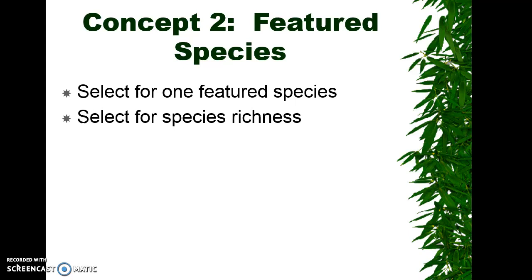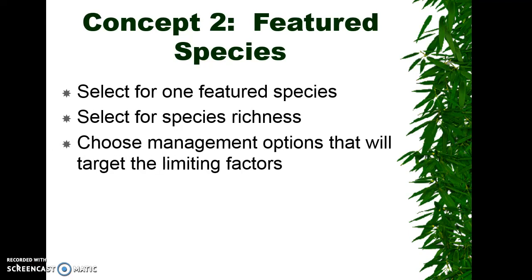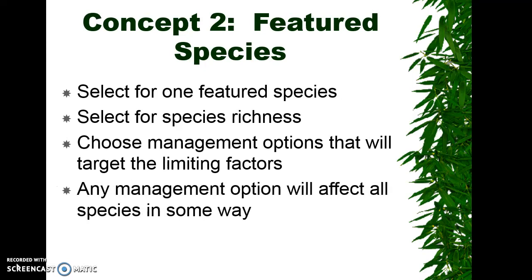So if you're selecting for one featured species, then you are not selecting for species richness. Remember, species richness is the number of different types of animals in an area. You really can't do both. So you have to choose a management option that is going to target the limiting factors and realize that anything you do will have an impact on other species in that area, for better or for worse.